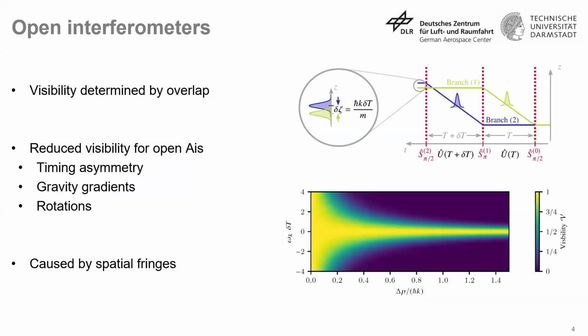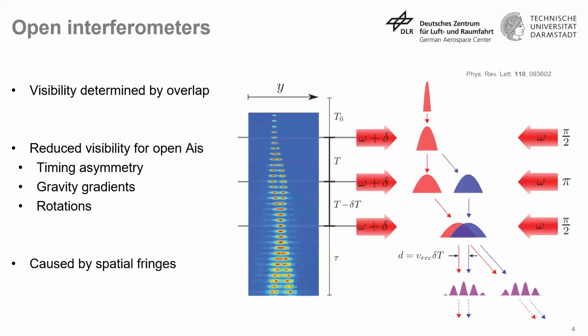Okay, open interferometers, that's what we discussed first. We said that the visibility, which we calculated, is determined by the overlap. Here I plotted the visibility as a function of the initial momentum width and the timing asymmetry. If there's no timing asymmetry and a very narrow momentum width, you have a lot of overlap in position space and a good visibility. But as soon as you have a timing asymmetry, your visibility drops. And of course, for a finite momentum width, you also get that problem.